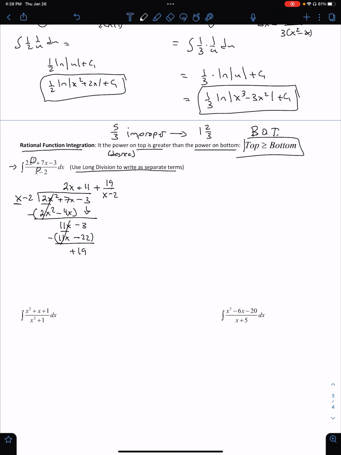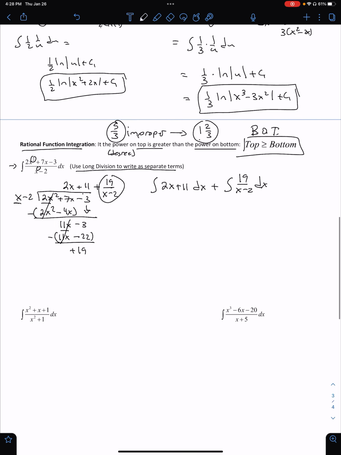Once I'm at this point, now I can rewrite my integral. I have not taken the antiderivative, I just rewrote this as a mixed number. I took an improper fraction and made it into a mixed number. So this becomes 2x plus 11. Now I'm going to stop here, dx plus over here, now I'm going to write my new part, this 19 over x minus 2 dx. I could write it as a single integral, but it's helpful to write this as two integrals.